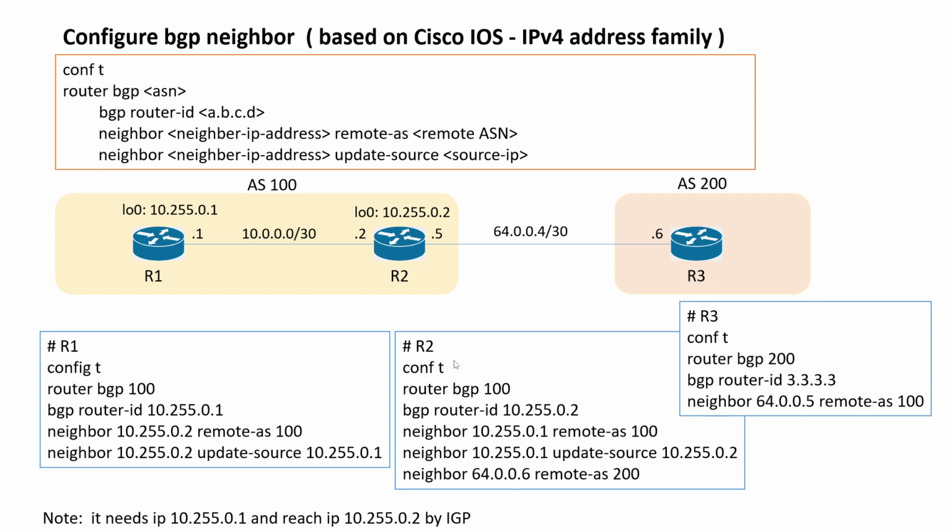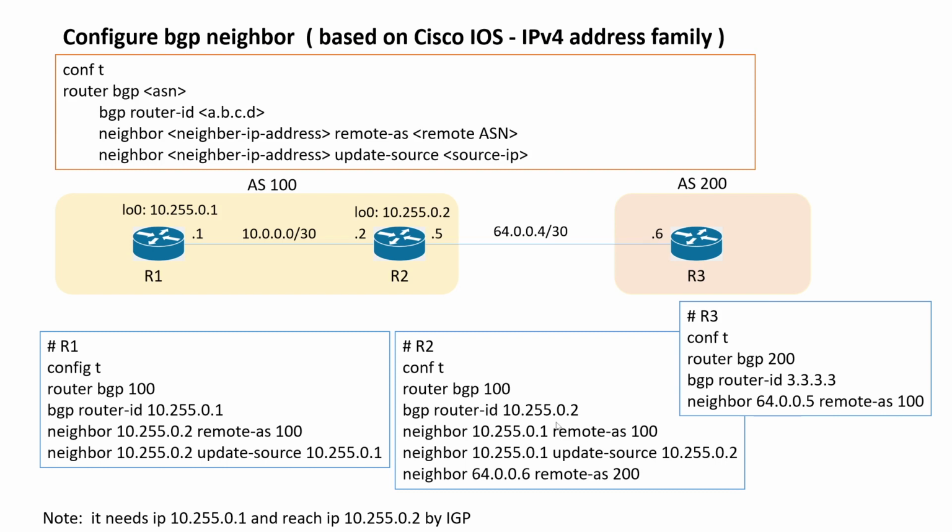On the R2 configuration, you go to router bgp 100. We'll put the BGP router ID here. For the router ID, we use a loopback IP address. Using a loopback IP address is what we can see as the best practice, although the BGP router ID can be any IP address, as long as it's unique. So here, the best practice is to use a loopback IP address.